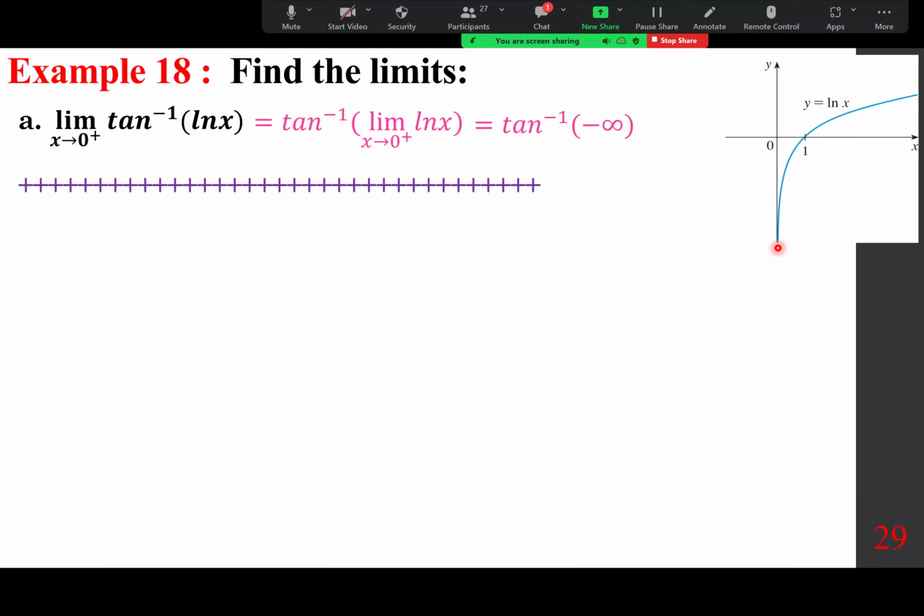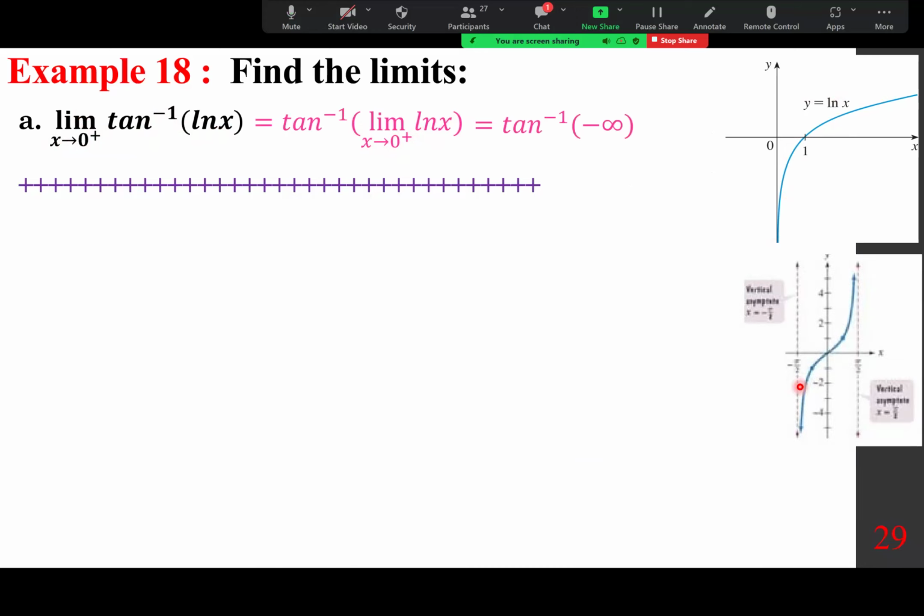Now, I hope you remember the tan function looking like almost y equals x cubed. Here's the vertical asymptote x equals minus pi over 2. Here's the vertical asymptote x equals pi over 2. So for tan inverse of minus infinity, the answer is negative pi over 2. I've given you several graphs because graphs will help you see the answer.